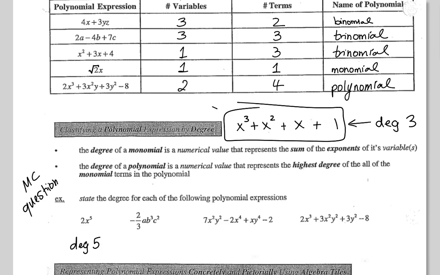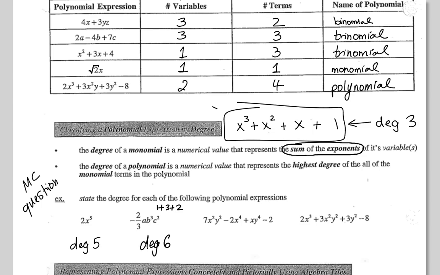Now on the multiple choice question that you'll probably get, it's going to have this special case where you have to find the sum of the exponents. And this is for a monomial. Take a look at this next one. Negative 2/3 ab cubed c squared. If you added all those up, the degree would be 6. 1 plus 3 plus 2. It's the sum of all the powers.